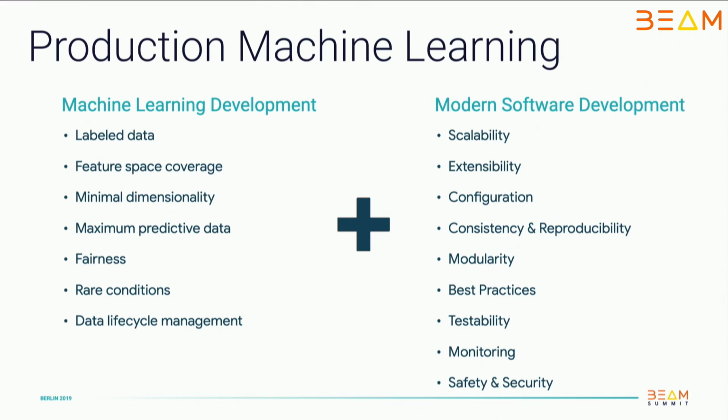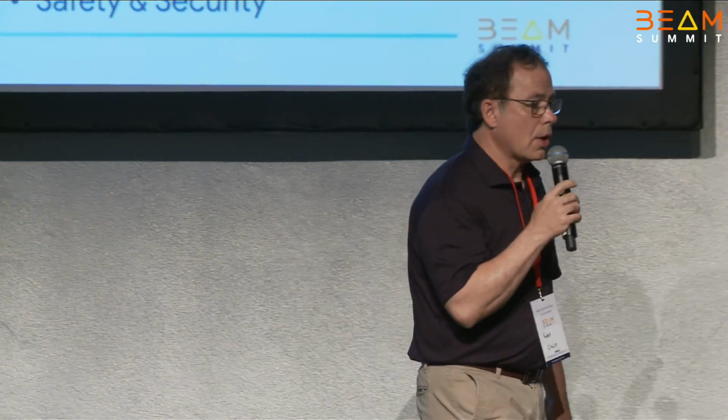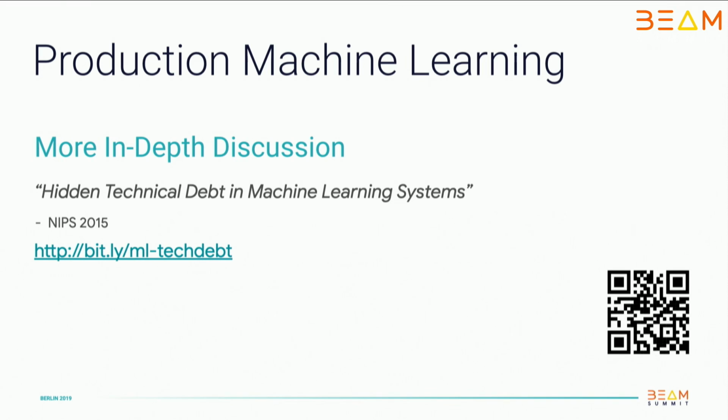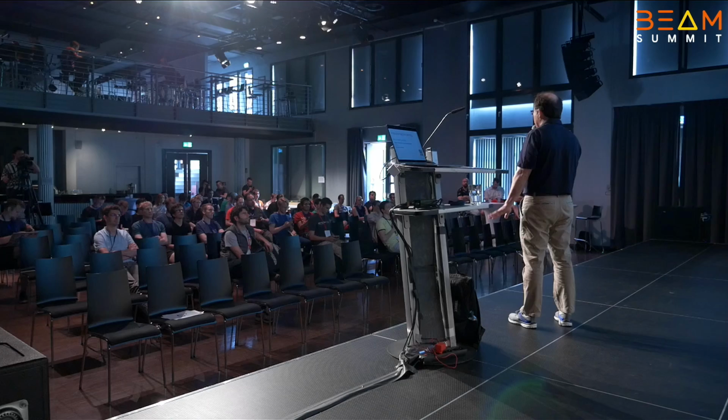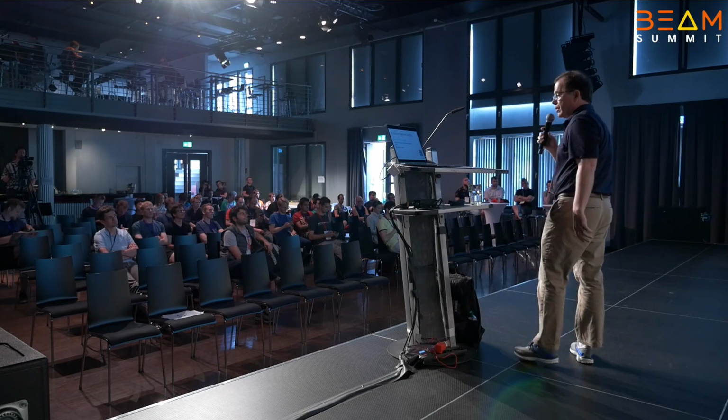So you have all these things to deal with, and we at Google had all these things to deal with when we embarked on doing machine learning. So that's what TensorFlow Extended is all about. There's a great paper here. It was actually done back in 2015, but it's still extremely relevant. And it talks about the hidden technical debt in machine learning systems. I highly recommend it. The QR code points to it. The bit.ly link points to it.